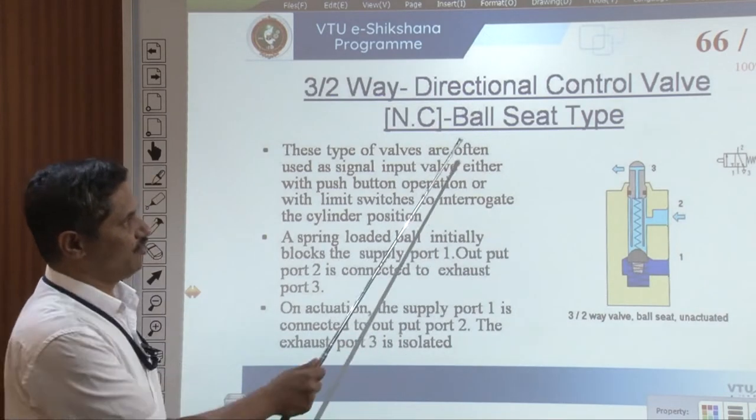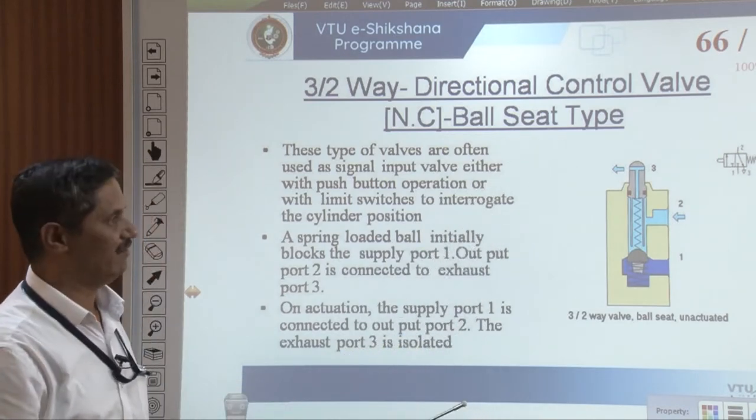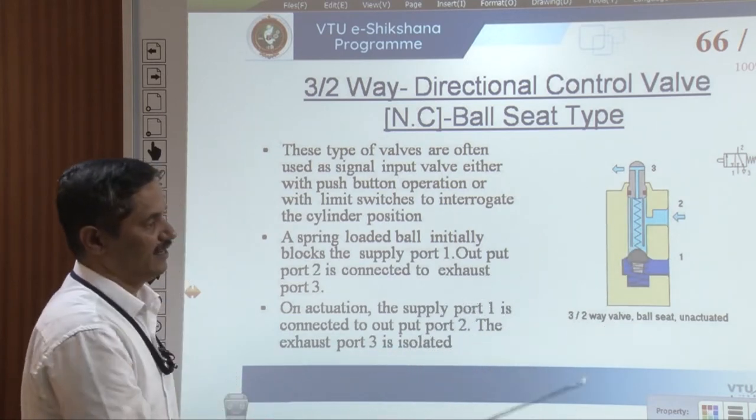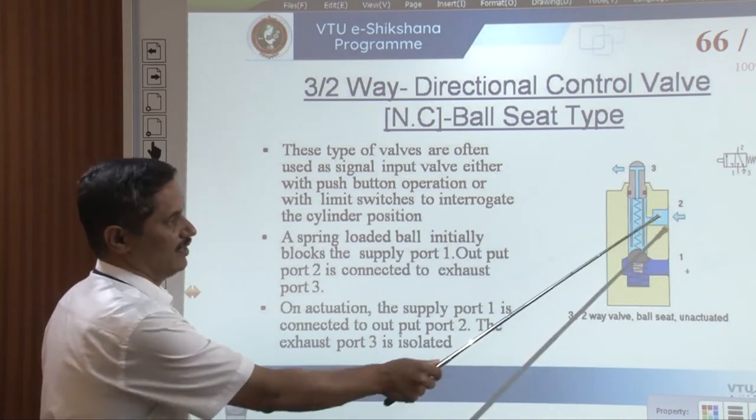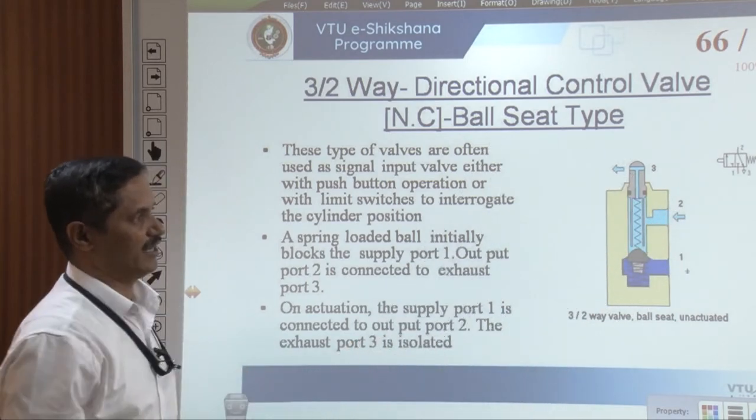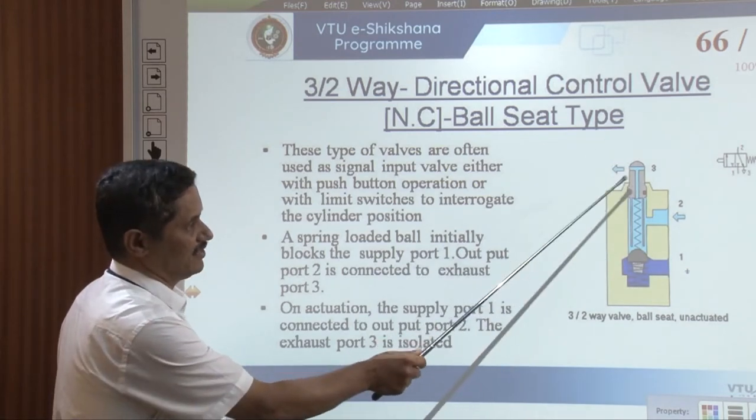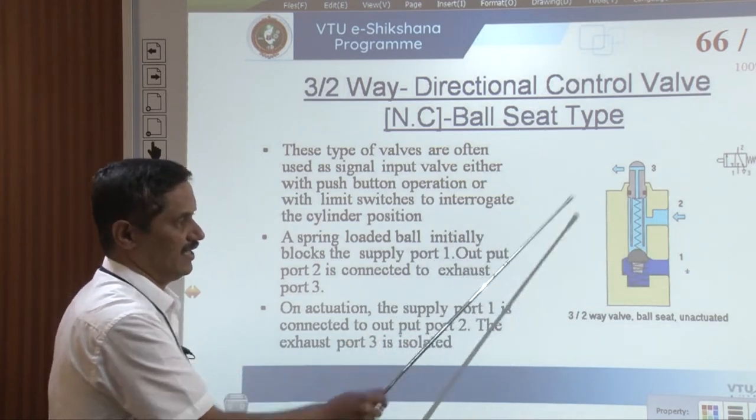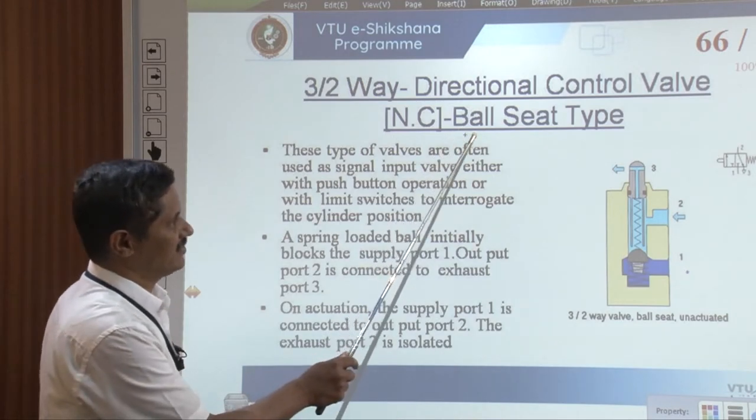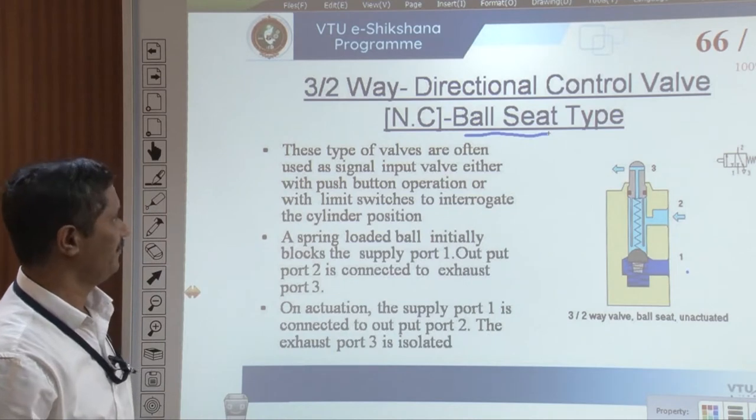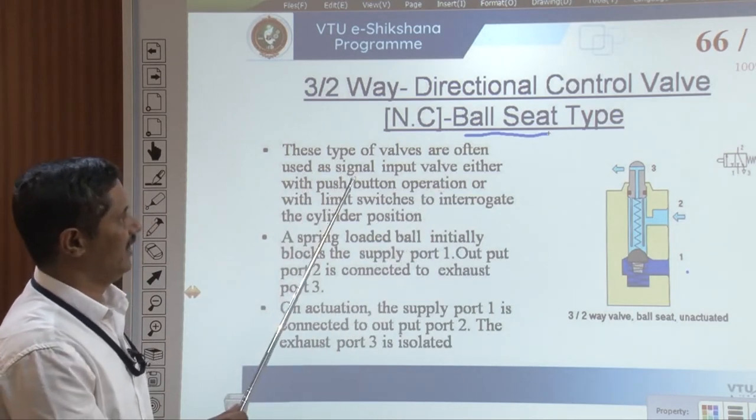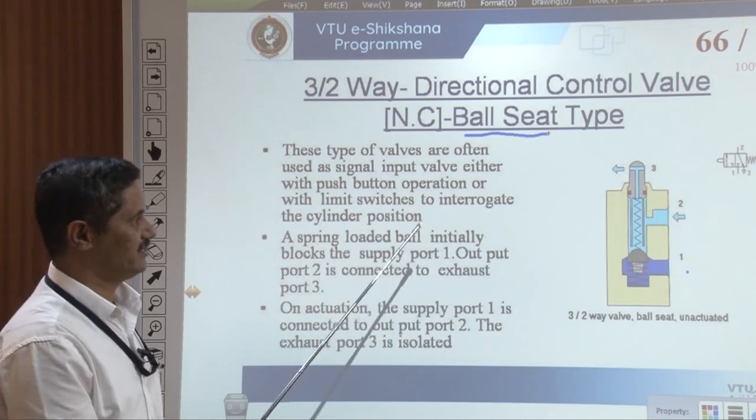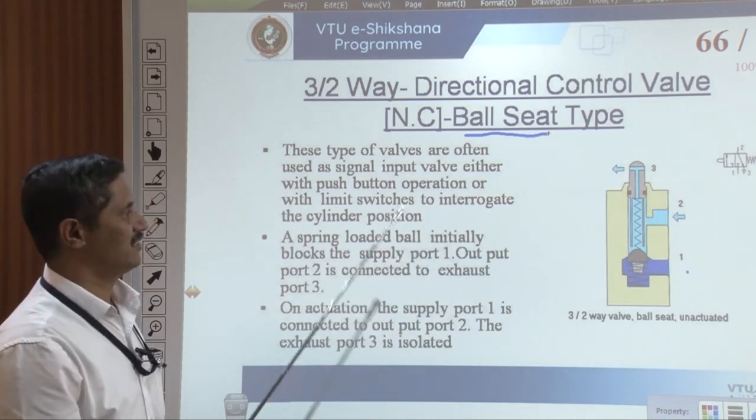In this slide, we have shown you a ball seat type of valve. So here you can see the valve and a seating arrangement. There is a spring inside the valve, port 1 is the pressure port, port 2, and this is port 3. You can remove this and set this, and as you give pressure from this side, it can open and close, and the sealing area is a ball type. That is why this is referred to as ball type of valves. These type of valves are often used as a single input valve, either with a push button operation or with limit switches to work with the cylinder positions.